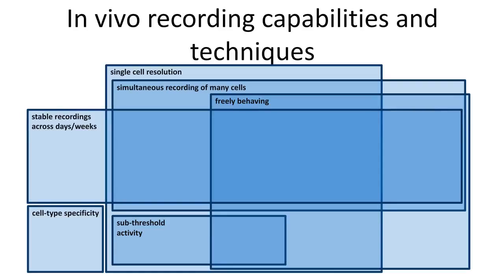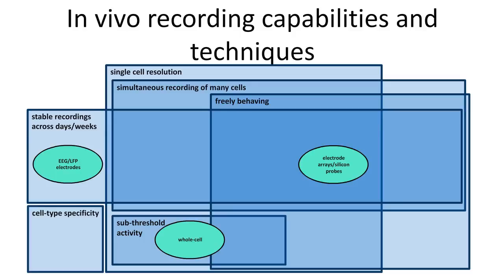So, as we are interested in really trying to record the activity patterns of large numbers of cells, we have a lot of limitations to deal with. We would like to be able to record the activity of a large number of cells. We would like there to be single cell resolution, and we would also like to be able to record these same cells over many days to weeks to months. However, this is not possible with most technologies.